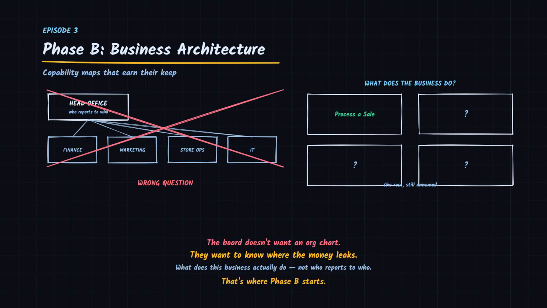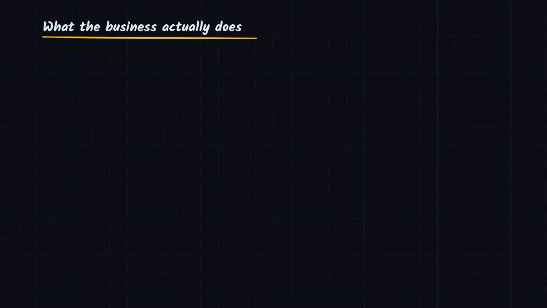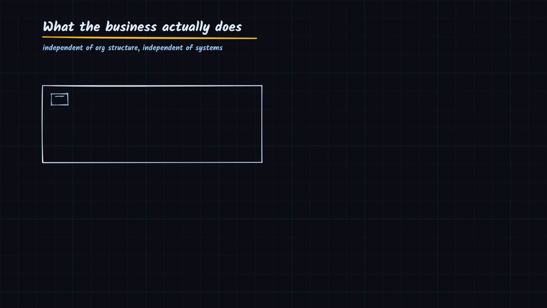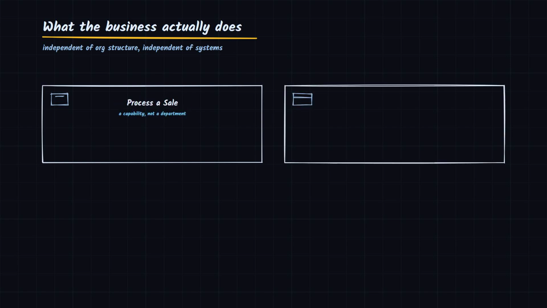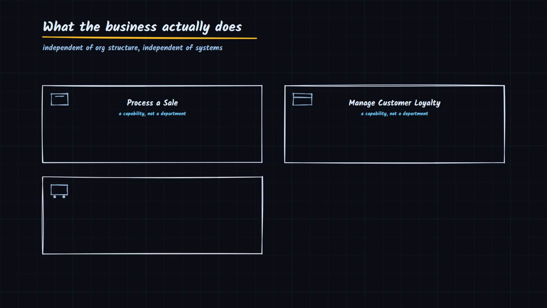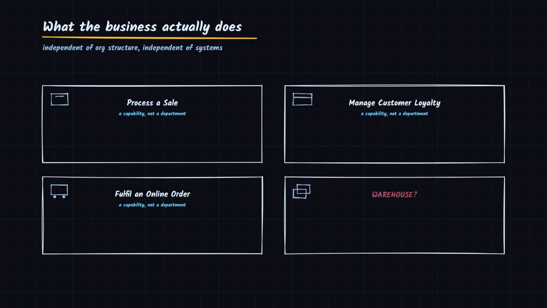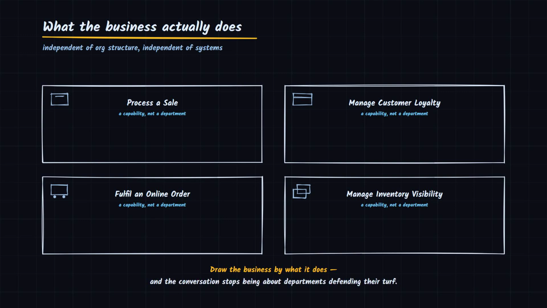revenue every single day. A capability map lists what the business does, independent of org structure and independent of systems. Karoo has capabilities like process a sale, manage customer loyalty, fulfill an online order, manage inventory visibility. Notice none of those are department names. Manage customer loyalty isn't marketing's job or IT's job. It's a capability the business needs, regardless of who currently owns it. Draw the business by what it does, and the conversation stops being about departments defending their turf.